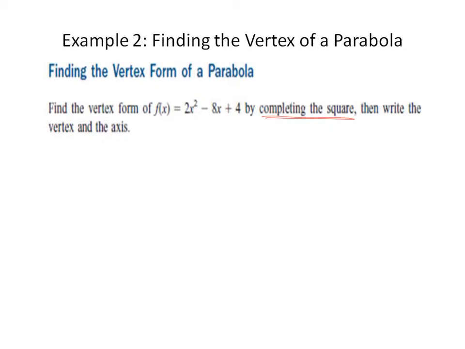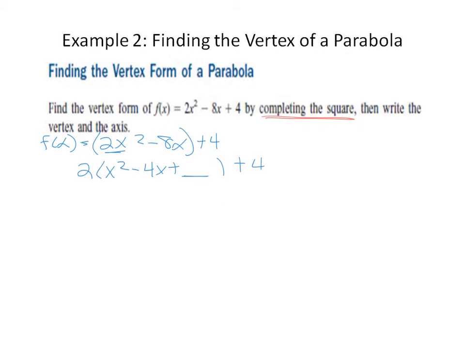I'm going to use blue. Okay, so we've got f of x is equal to 2x squared minus 8x plus 4. So the first thing we need to do is go ahead and separate out this part, because that's where we're going to complete the square. And remember, with completing the square, you want a 1 in the front. So let's pull the 2 out. So now we've got x squared minus 4x plus something plus 4. Okay, so we've got to figure out what that something is.